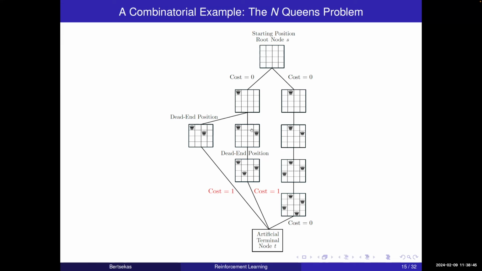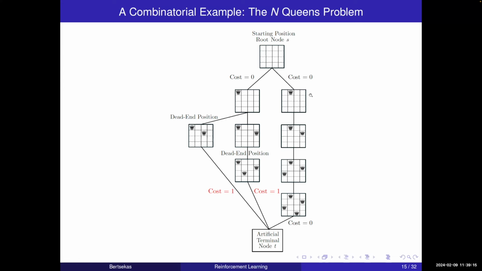Likewise over here, if I put the queen here, then that's okay. It's not being threatened by another queen. I can put another queen here without it being threatened by some other queen. And that's the only option from this point. But if I try to assign a queen to the fourth row, I find that I can't. There's no place for me to put the queen in any of these four positions that it won't be threatened by some other queen. So this is another dead end position, and this has a high cost.